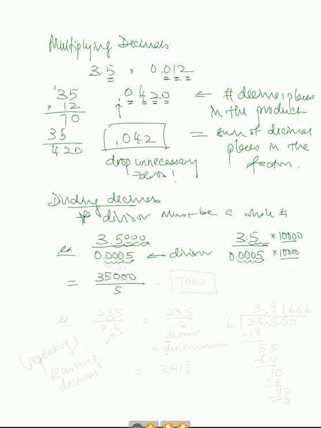Now, this is something that you might have forgotten. 5 goes into 35 7 times. Now these 3 zeros, all you have to do is write them back. So the final answer to my question is 7,000.